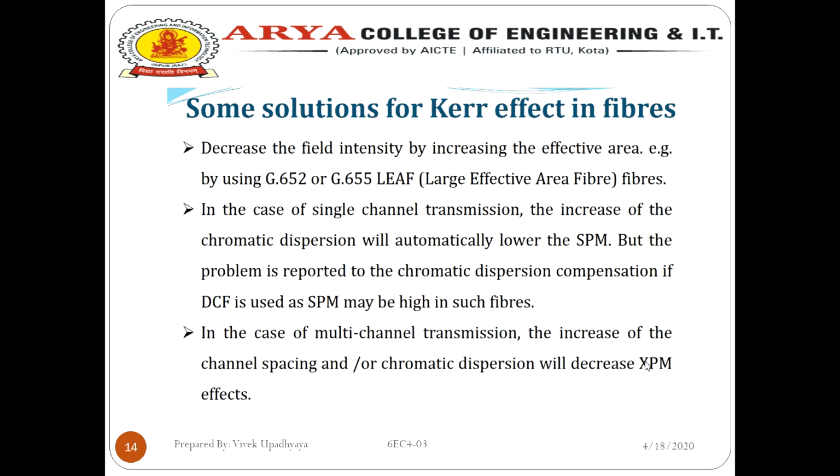So some solutions for the Kerr effect in the fibers are to decrease the field intensity by increasing the effective area, for example, by using the G652 or G655 LEAF. Here LEAF stands for large effective area fibers. In the case of single channel transmission, the increase of the chromatic dispersion will automatically lower the SPM, but the problem is reported to the chromatic dispersion compensation, if the DCF is used, as the SPM may be high in such fibers.